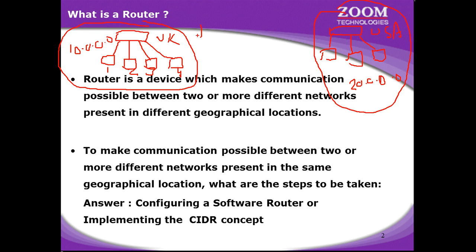So we are placing one router here at the UK site, connected to the network, and one router I am placing here, connected to the network. So they both are connected, and now communication is possible. Now they can share resources or information from one network to the other network. So that's the use of a router here. How they connect, I'm going to discuss in my next slides.